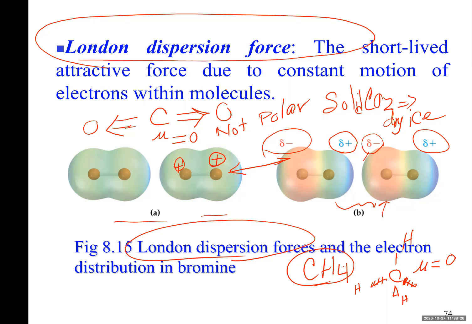If I talk about a polar molecule, it could have hydrogen bonding, dipole-dipole, and also London dispersion forces. But if we talk about CO2, which is nonpolar, it only has London dispersion forces. So CO2 won't have hydrogen bonding or the others. That's right, yes.